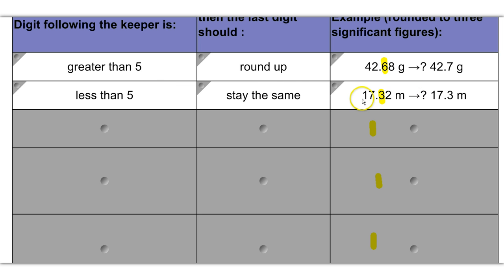So for example, round this to 3 significant figures. 17.33 is followed by a 2, which is less than 5, so this number will stay a 3, and we'll have 17.3.